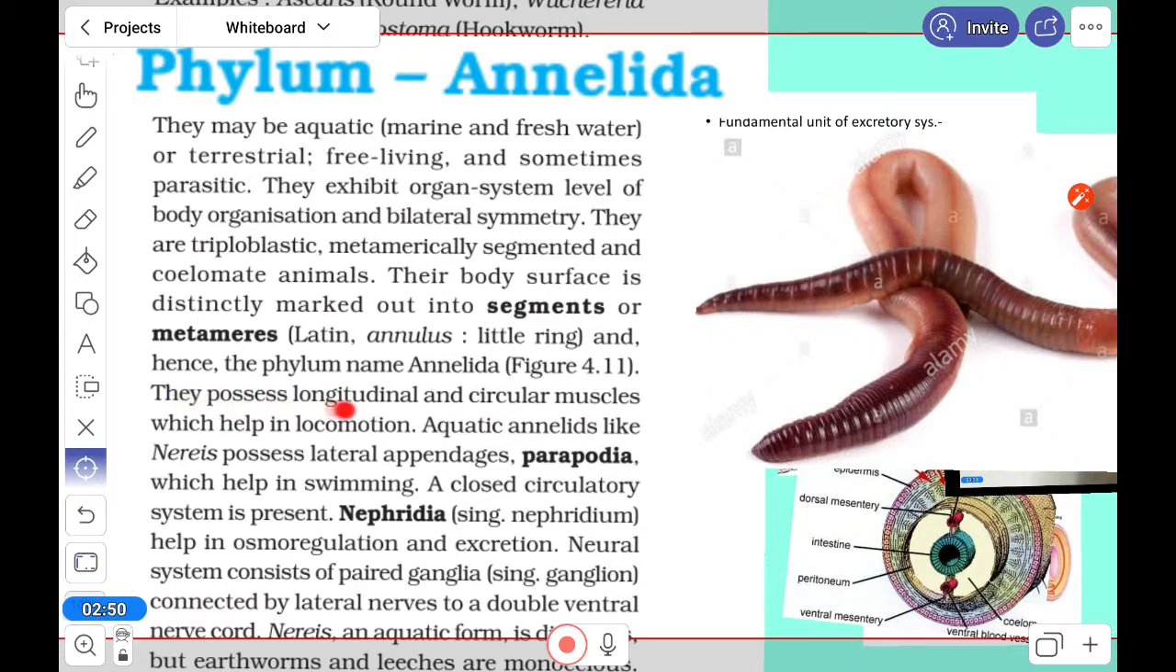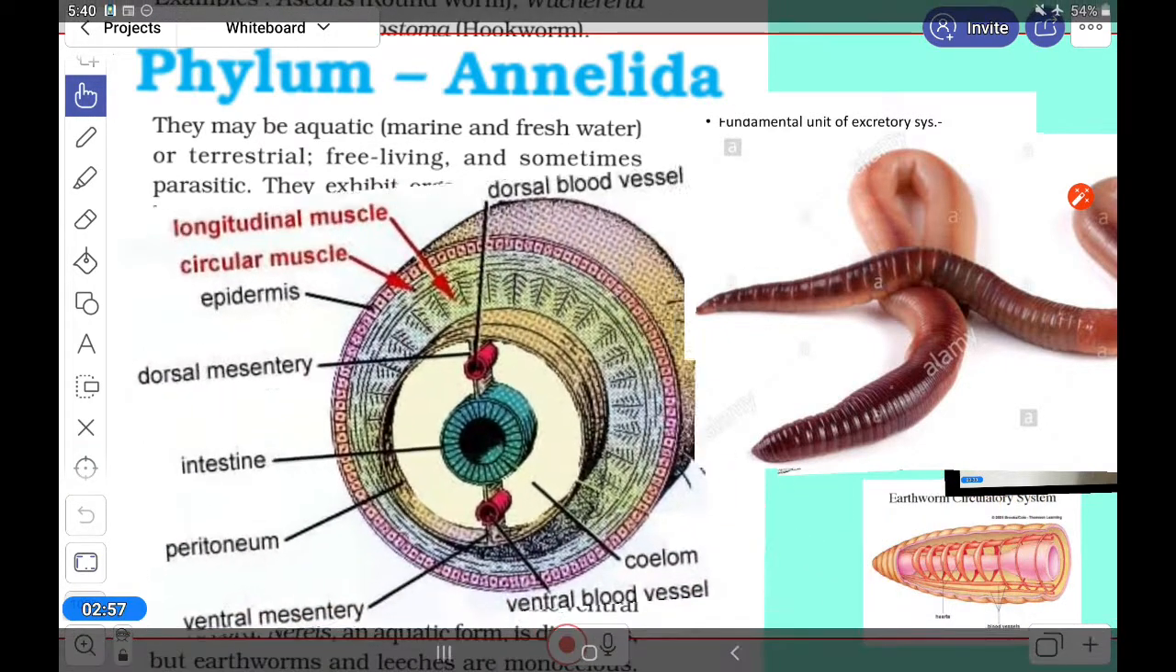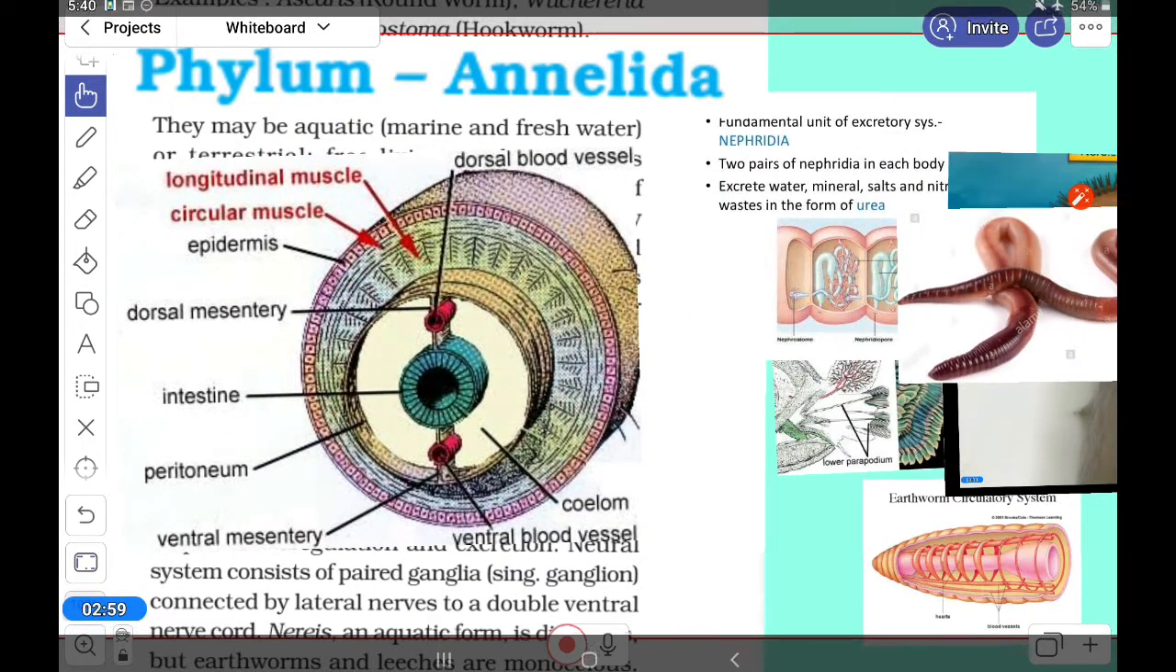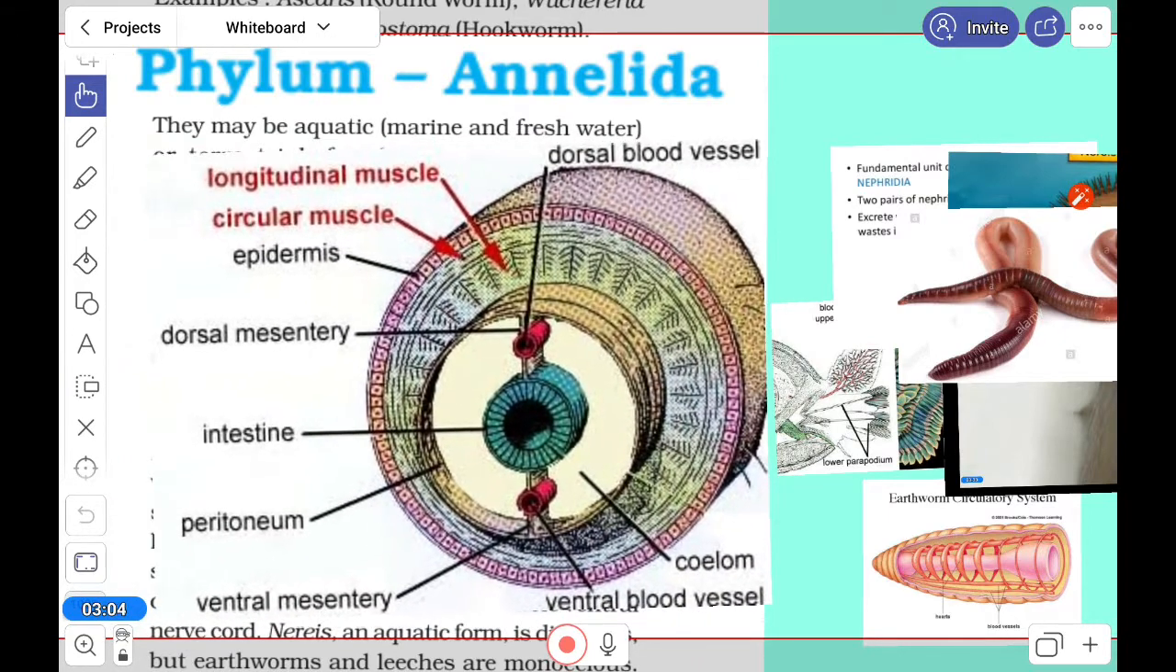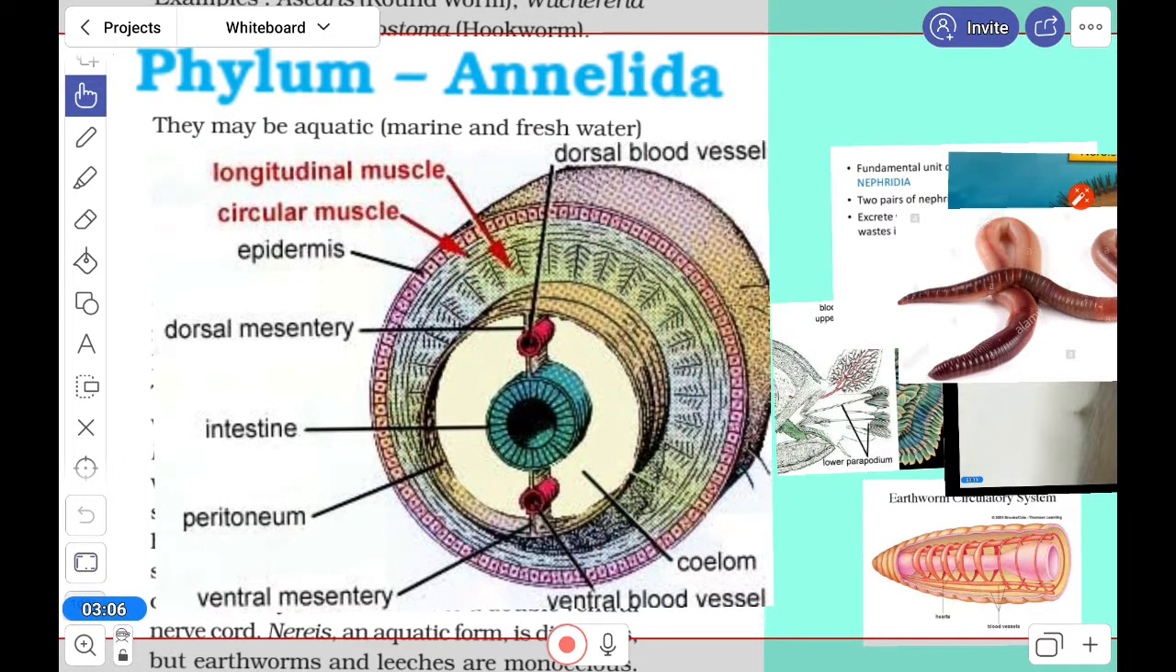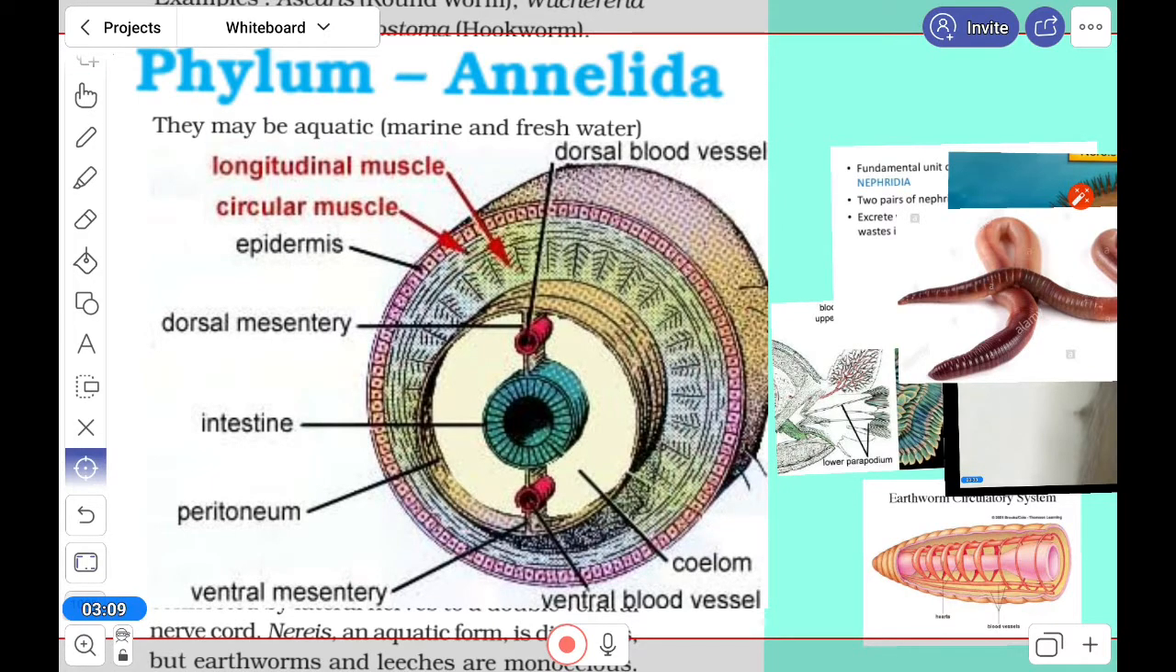They possess longitudinal and circular muscles for locomotion. In the cross section of the body, you can see the red-colored longitudinal muscle and the circular muscle, and there is the epidermis. I think you can understand. Suppose it is an earthworm, and this is a sectional view, the cross section.